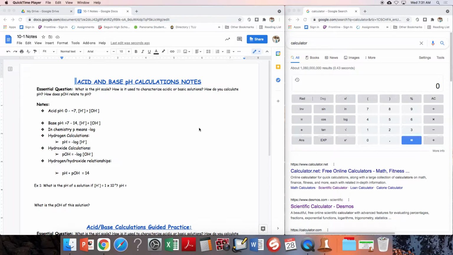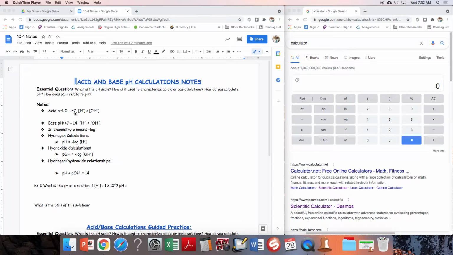So pH, you've probably heard of this before. It gets talked about in earlier science classes, and you saw a little bit about it in some of the intro activities we did. If you know anything about pH, you should know that our acid pHs are going to be 0 to around 7, and our base pHs are going to be greater than 7 up to 14.